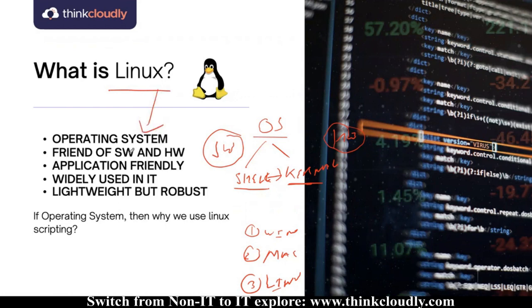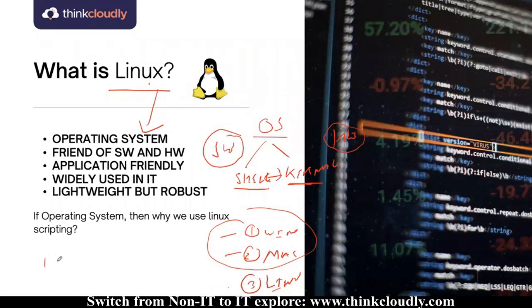It is a very good friend of software and hardware. That's why it facilitates the communication between software and hardware. Compared to Windows and Mac, we have always seen in our homes that we use Windows, and some people have a MacBook. But you know what? Linux is being used much more than Windows and Mac. Linux is very popular for all the applications.